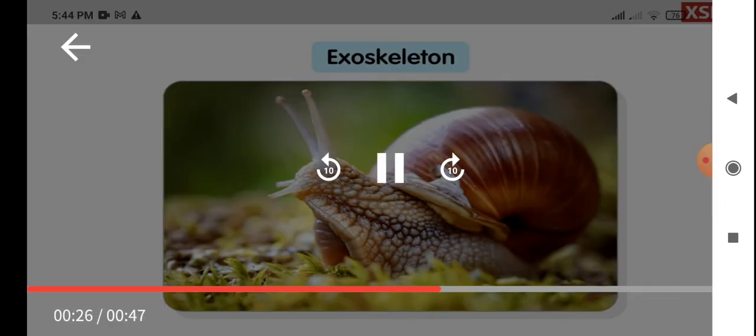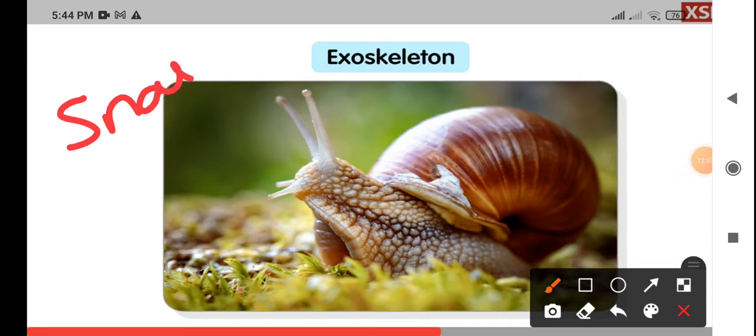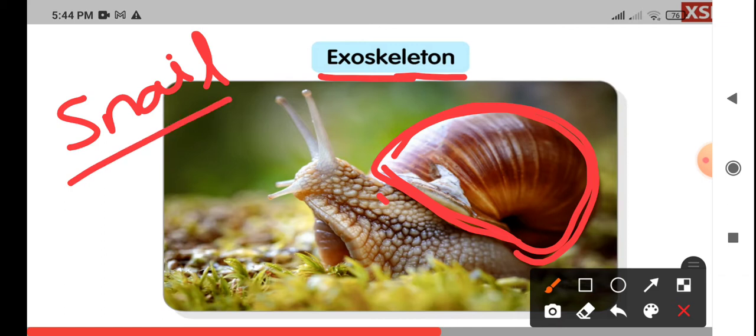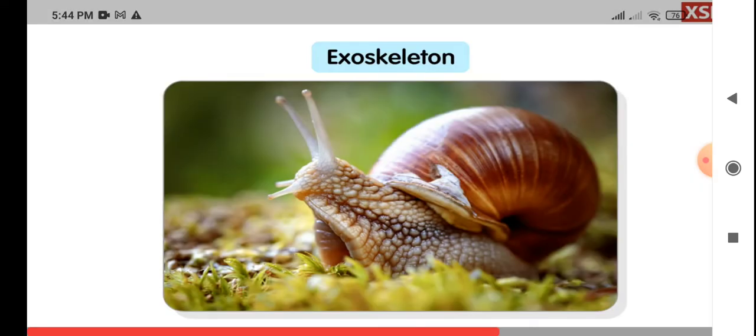While most vertebrates have the skeleton inside, some invertebrates like the snail also have a skeleton, but it is outside the body. In other animals you saw the skeleton inside the body, whereas in the snail a hard skeleton is present outside the body. Wherever the skeleton is outside the body, that skeleton is known as an exoskeleton. So the snail has an exoskeleton. It is an invertebrate, but it has a skeleton.